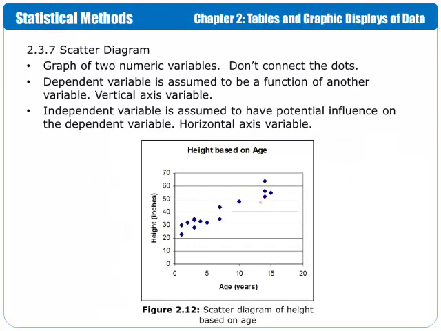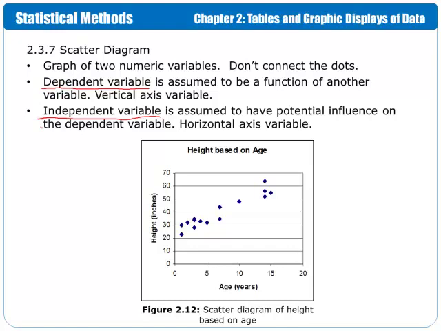A scatter diagram is a graph of two numeric variables. In a scatter diagram, we don't connect the dots. Two important definitions. We have a dependent variable, which is assumed to be a function of another variable, and it is graphed on the vertical axis. The independent variable is assumed to have potential influence on the dependent variable, and it appears on the horizontal axis.